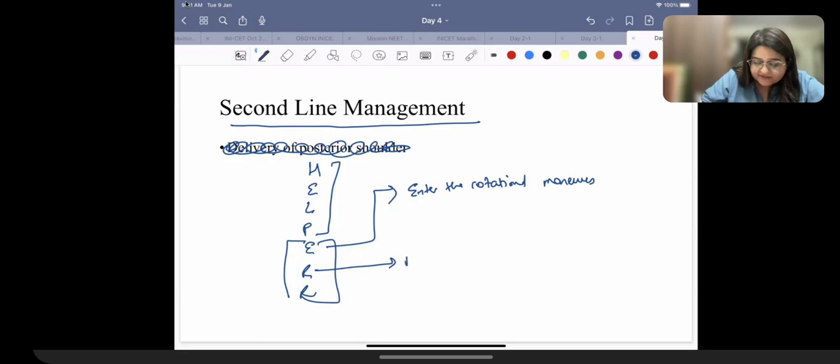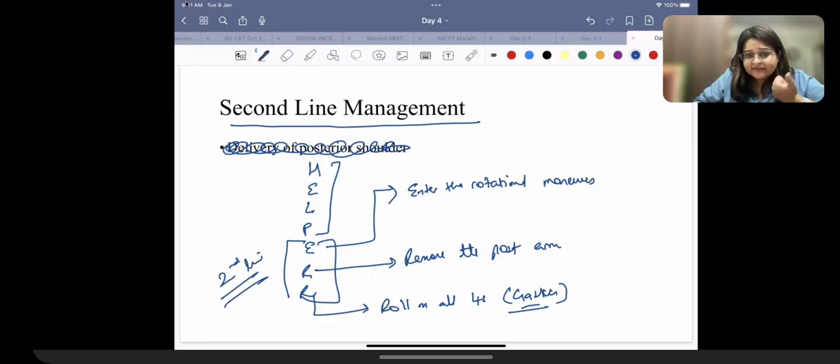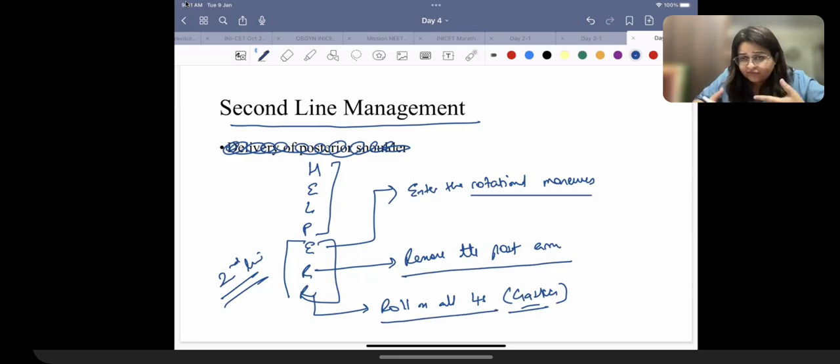What is this R? This is remove the posterior arm. Okay. And what is this R? This is roll on all fours. That is, make the patient go on the all four position, also called the Gaskin maneuver. Okay. These are the second line maneuvers. Repeat, second line maneuvers are the rotational maneuvers. R is for remove the posterior arm and R is for roll on all fours.